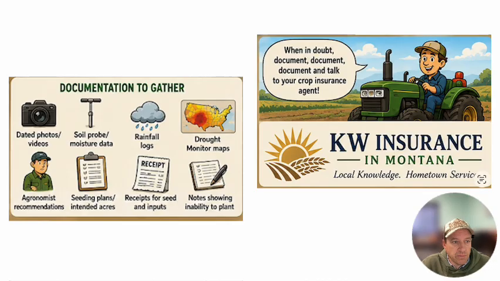Documents to gather: photos and videos, stuff like that. If you have proof that the dirt was blowing after you seeded and you just had to quit because of that as well, that would help. Soil moisture data, so your agronomist or your extension agent, have them come out, dig in those fields, probe in those fields, make sure it's insufficient soil moisture.